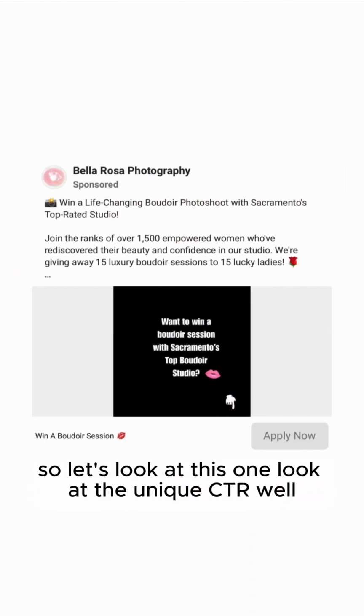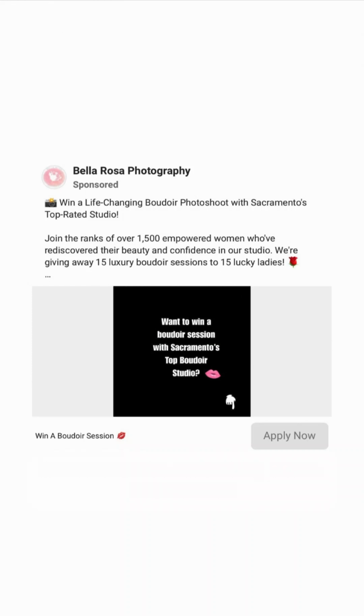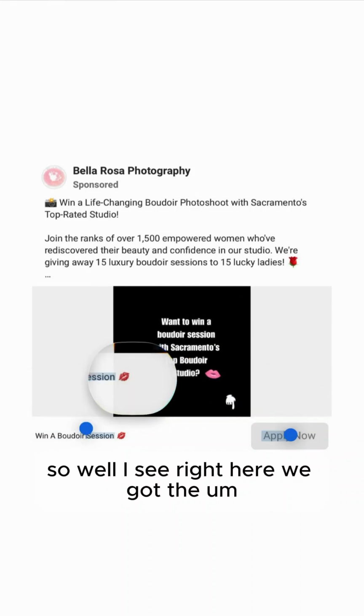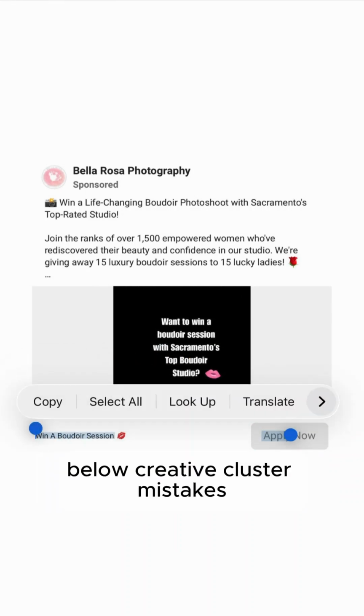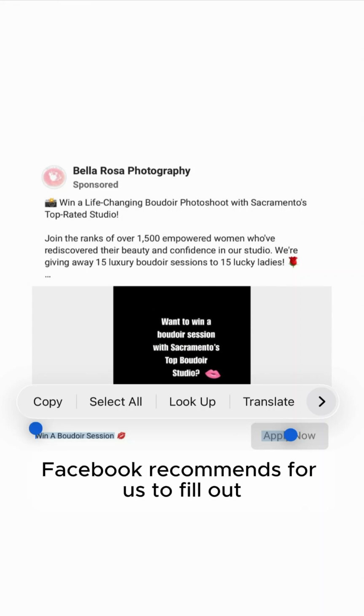So let's look at this one. Go look at the unique CTR. Well, we can diagnose it, see if we believe the unique CTRL is under 6% and they have BLCS or not. So, I see right here we got the below creative cluster mistakes. This is when we're filling out all the stuff Facebook recommends for us to fill out.